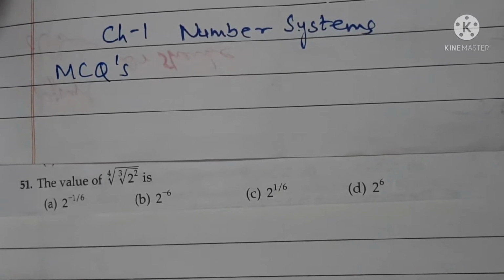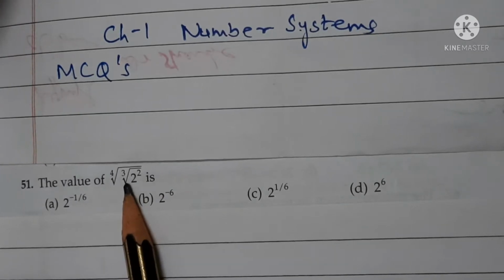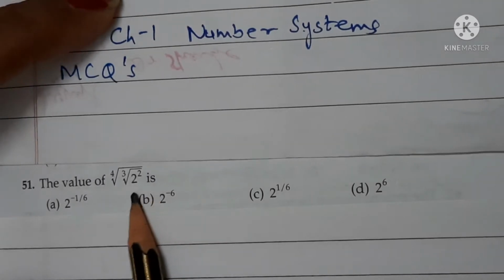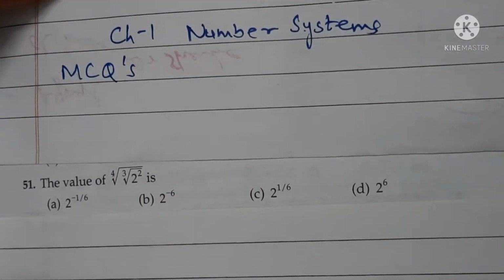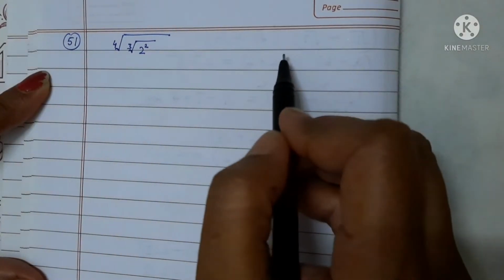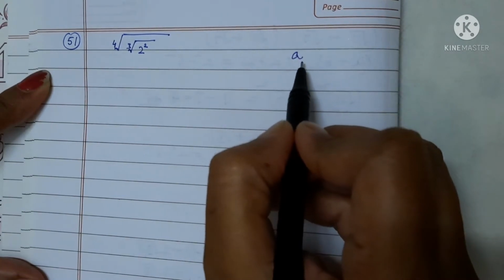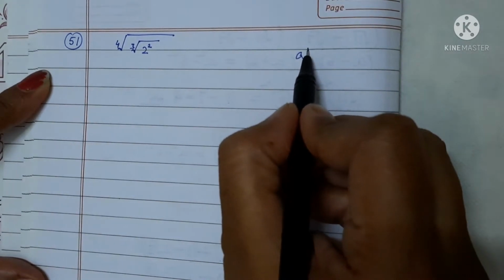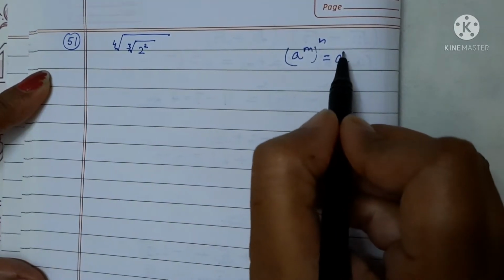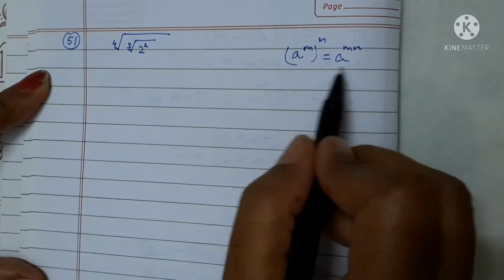The value of fourth root of third root of 2 square. So how to solve? See. First you know the law of exponents: a to the power of m to the power of n is equal to a to the power of m n. We will use this concept.